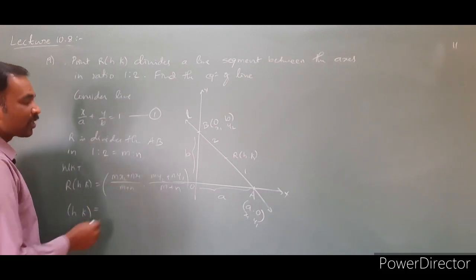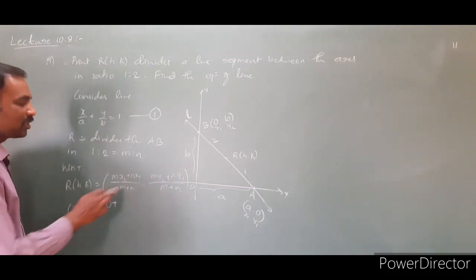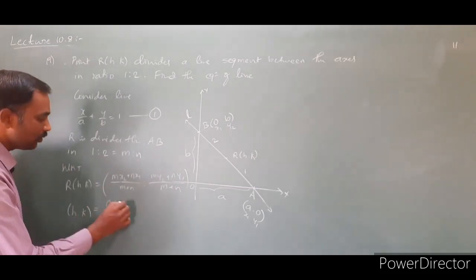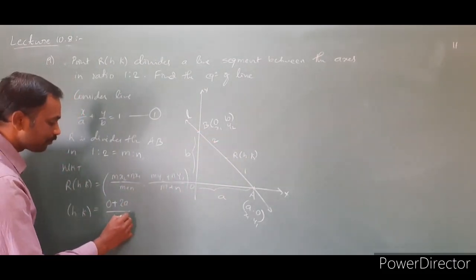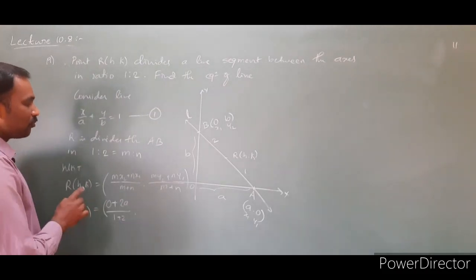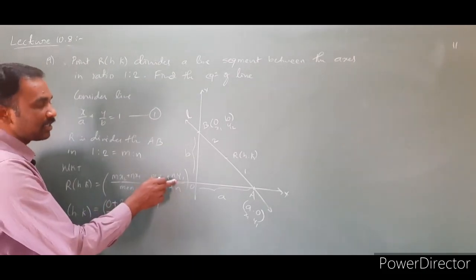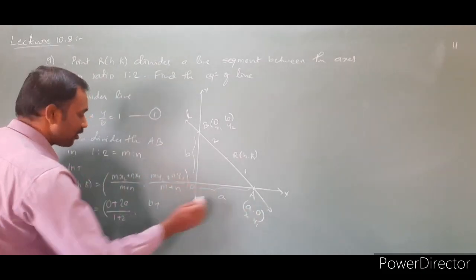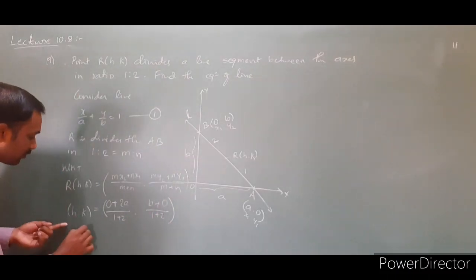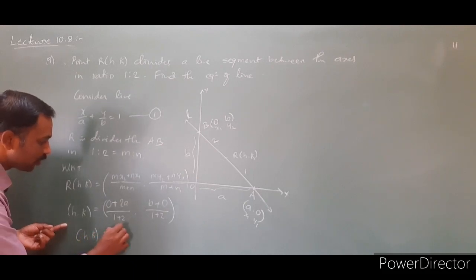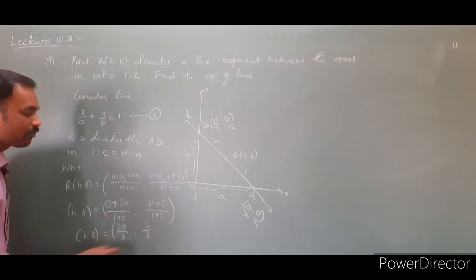(h, k) is equal to, m value is 1, 1 into x2. What is the x2 value? 0. Plus n into x1, 2 into a, 2a divided by m plus n, 1 plus 2. Next, m y2, 1 into y2 value is b, that is b, plus n y1, 2 into y1 value is 0, that is 0, divided by 1 plus 2. Are you clear? Now, (h, k) is equal to (2a divided by 3, b divided by 3). Are you clear?